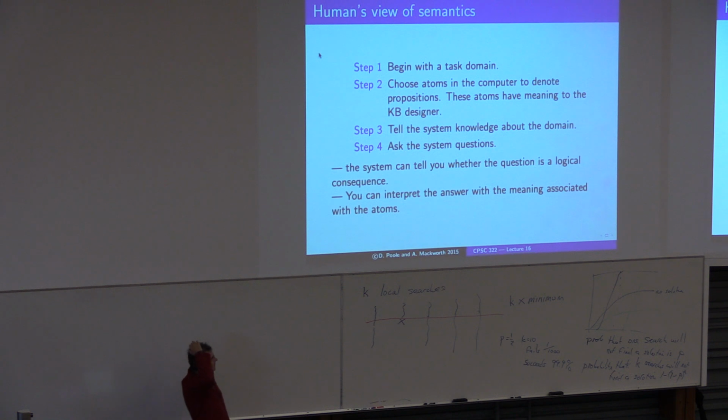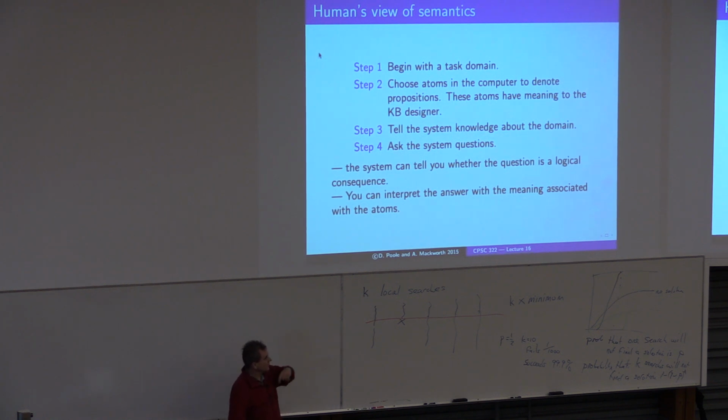So here's the general idea about what we're going to do. We're going to have this idea of semantics. We're going to start with some task domain that we're going to represent. Then a human being is going to choose atoms to denote things, and they're going to have meanings to this person who's designing this knowledge base. Then we're going to tell the system about the domain and ask it questions. And the system is going to be able to tell whether something is a logical consequence, something that follows from all of this.